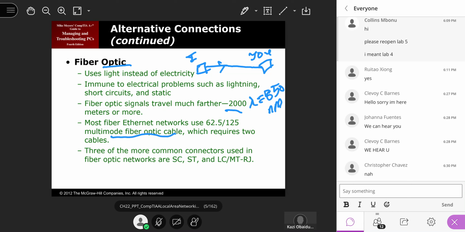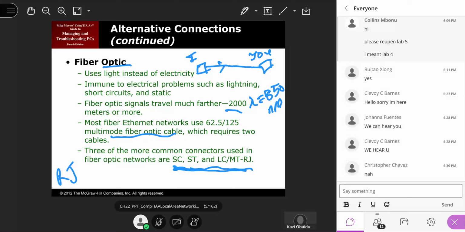Three of the more common connectors used with optic fibers are the SC, ST, and LC/MT-RJ. So these are the connectors. For copper, we are using the RJ45, or RJ11. In the case of the optical fiber, we are using the SC, ST, and LC/MT-RJ. So these are the most common.